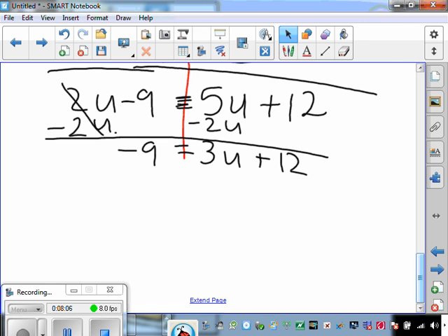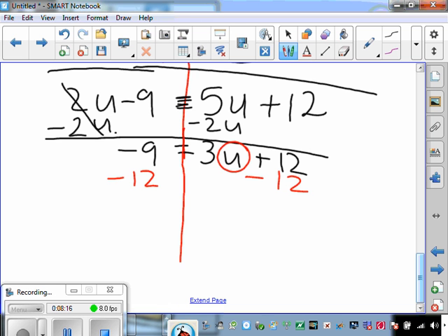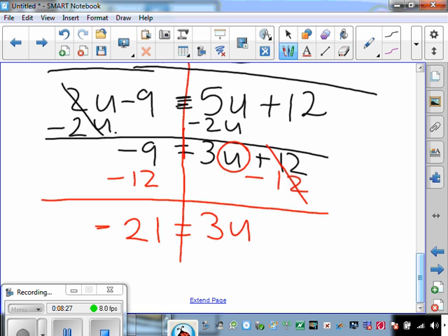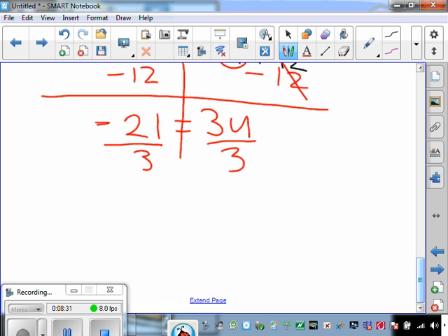So now, I'm trying to solve for u. I have 1u on one side of my equation, which is what I want. Now I move my constant. So this is negative 21 plus 3u. There's the answer.